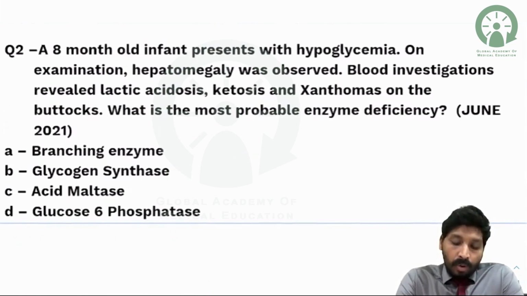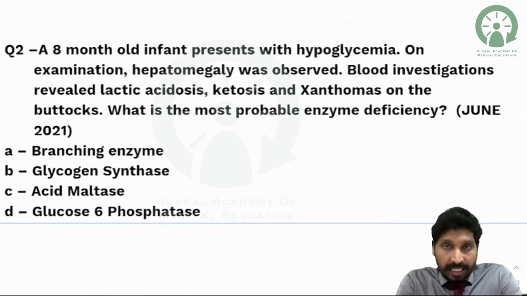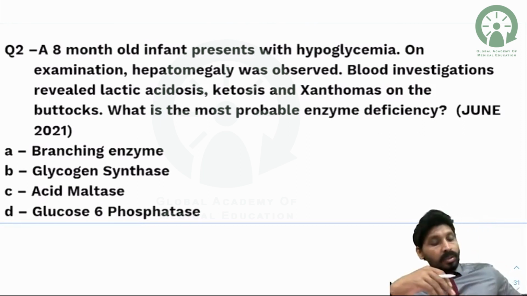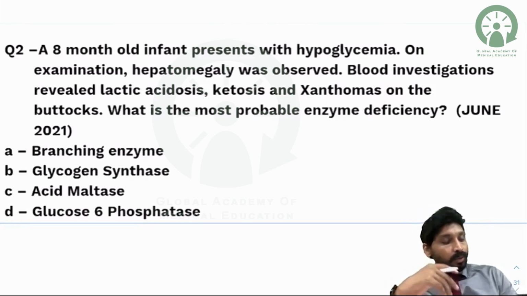A 8-month-old infant presents with hypoglycemia. On examination, hepatomegaly was observed. Blood investigations revealed lactic acidosis, ketosis, and xanthomas on the buttocks. What is the most probable enzyme deficiency? So this is a recently tested question in 2021.